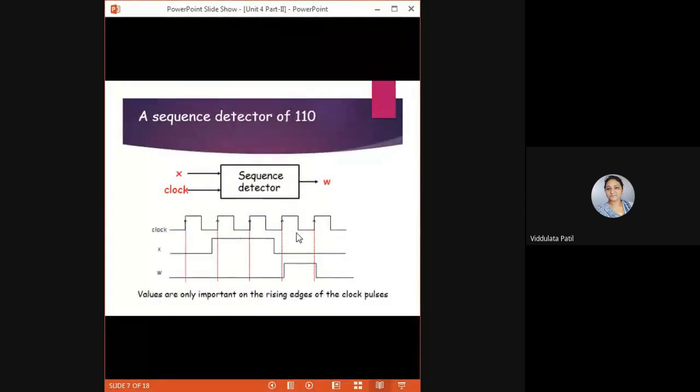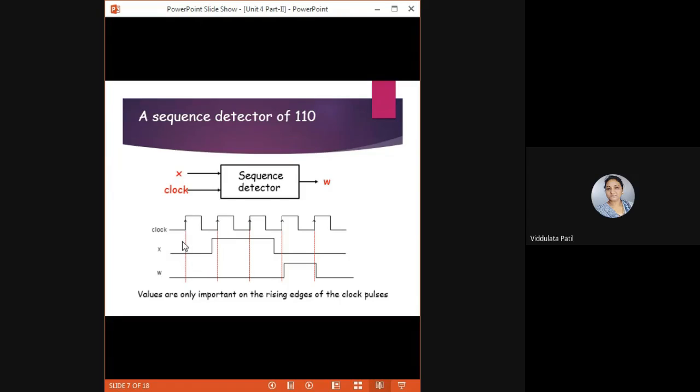Let us have one example for this sequence detector, where we want to detect a sequence of 110. At each rising edge of the clock, we are going to check what the input is, and if we get the sequence 110, then the output will be high.